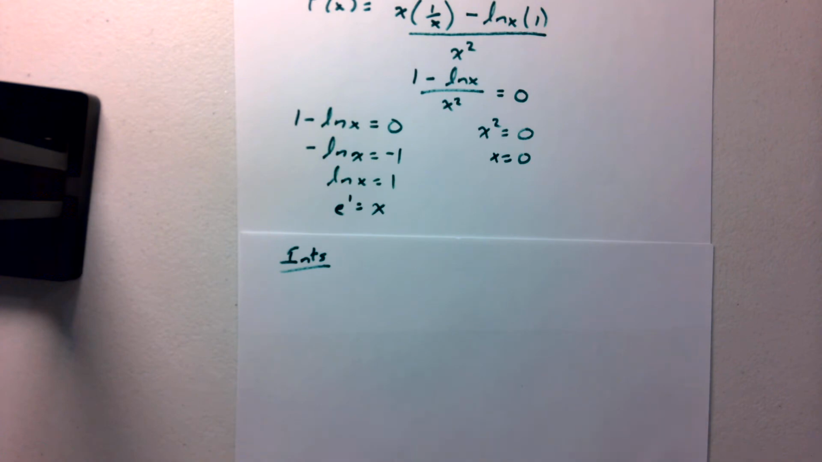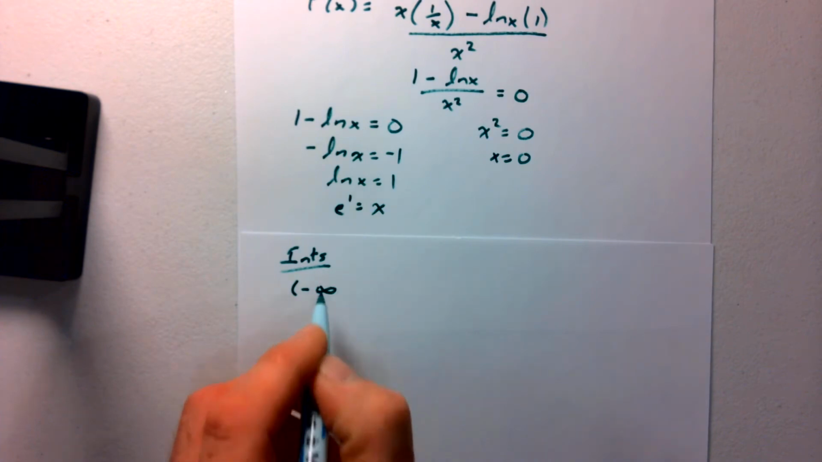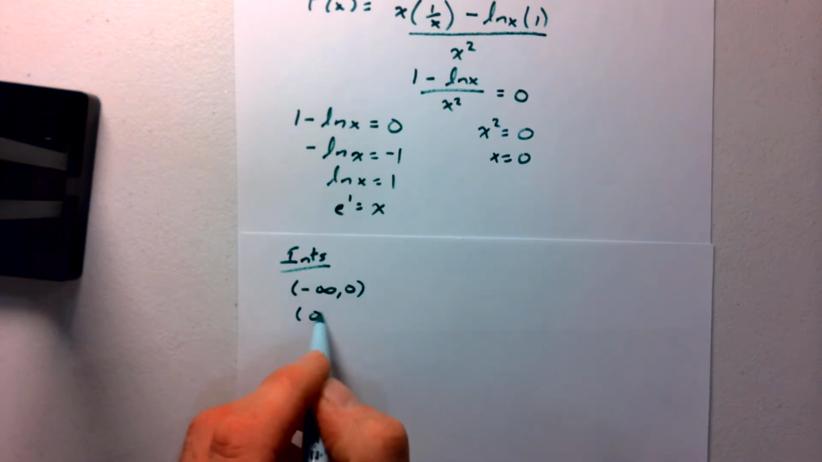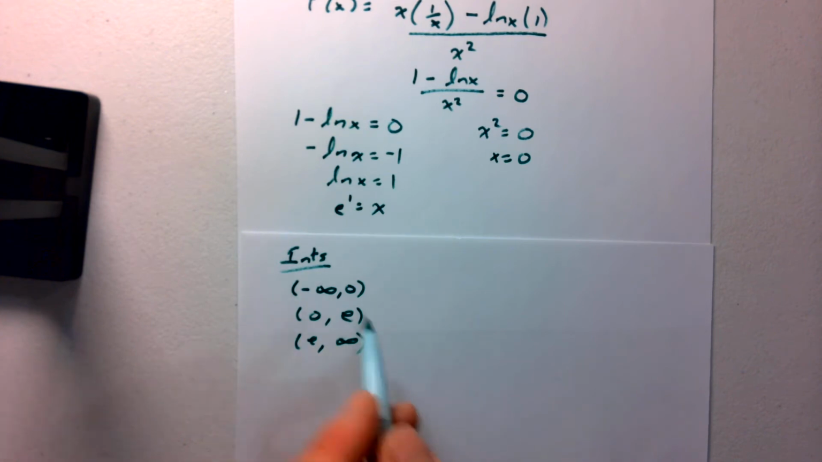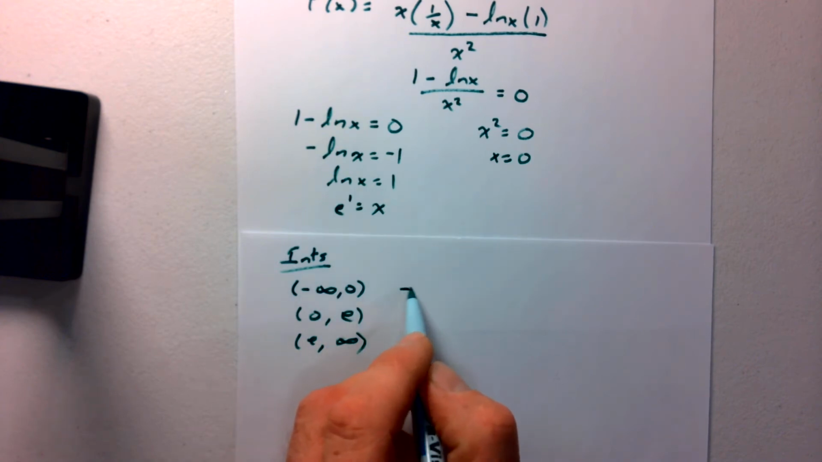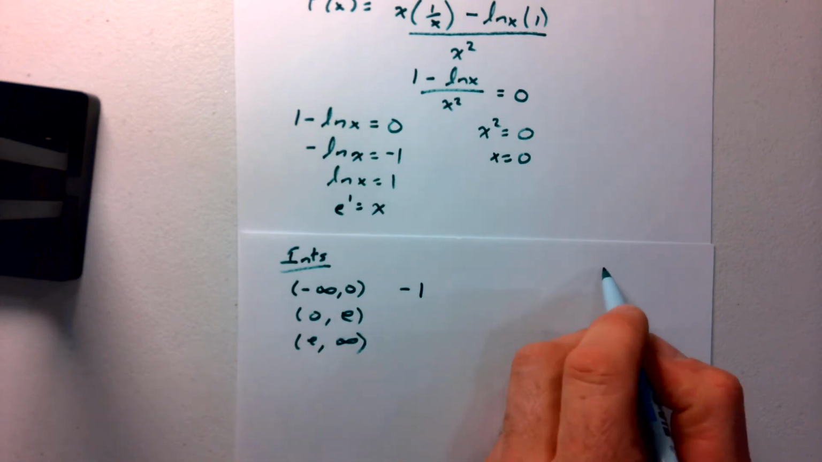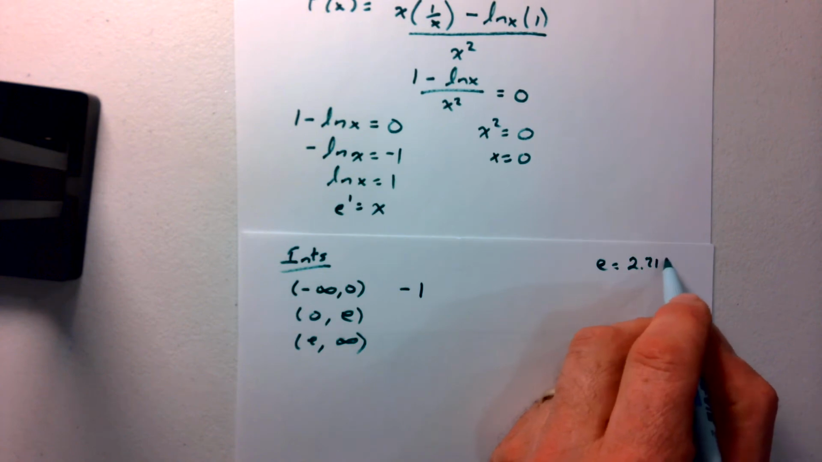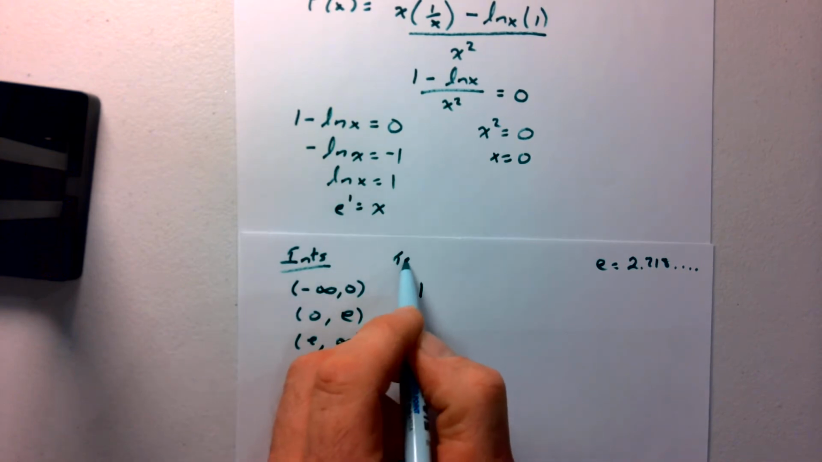What happens if we don't remember the domain is from 0 to infinity? Well, we can put in negative infinity to 0 and see what happens: negative infinity to 0, 0 to e, and then e to infinity. All right, so what's the number between negative infinity and 0? Well, I think negative 1 is going to fall in there. From 0 to e, remember, e has a value of 2.71828 and so on, so I can test maybe 1. And then from e to infinity, I can test 3. So those are my test values.